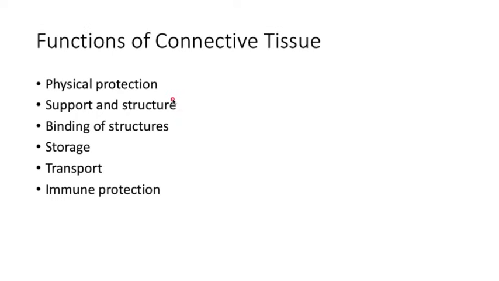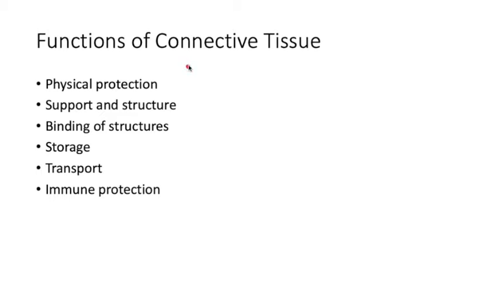Okay, so we're on to the next major tissue type, connective tissue. We'll spend a lot of time on connective tissue and not nearly as much time on the two remaining after connective tissue, muscle and nervous. So don't panic too much.